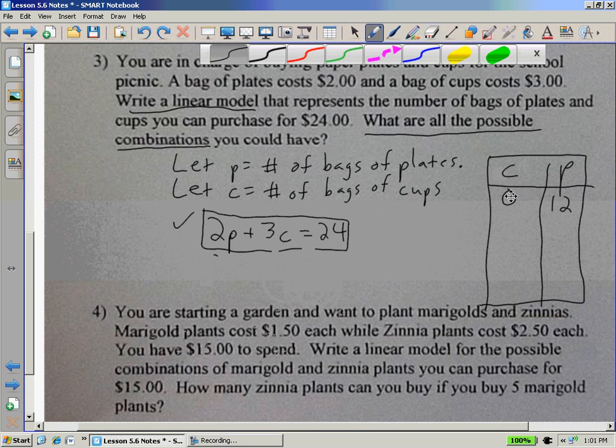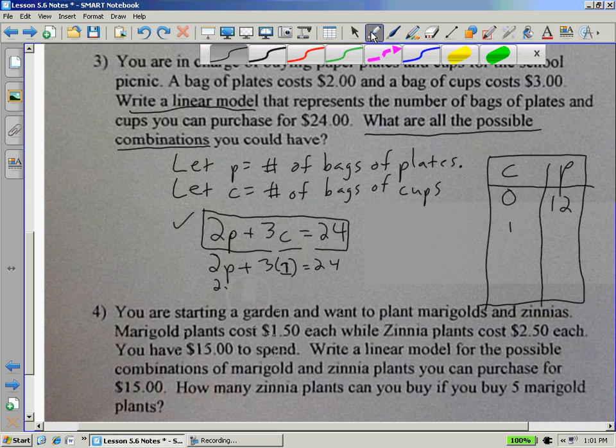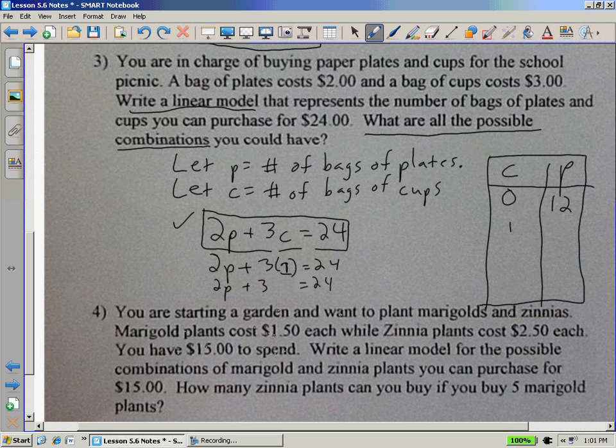Let's try it with 1 bag of cups. So it would be 2P plus 3 times 1 equals 24. 2P plus 3 equals 24. Now we're going to subtract 3 from both sides. Get 2P equals 21 and divide by 2. Now you'll notice P equals 10.5. Now I can't buy 10.5 bags of plates, so the 1 does not work.